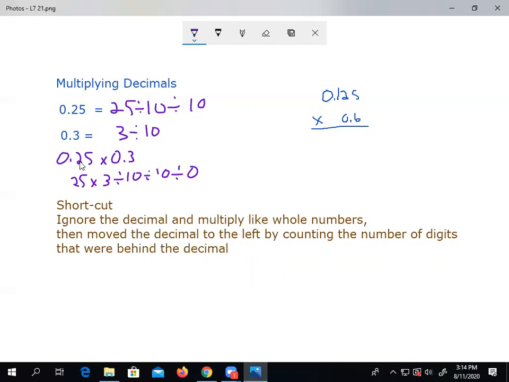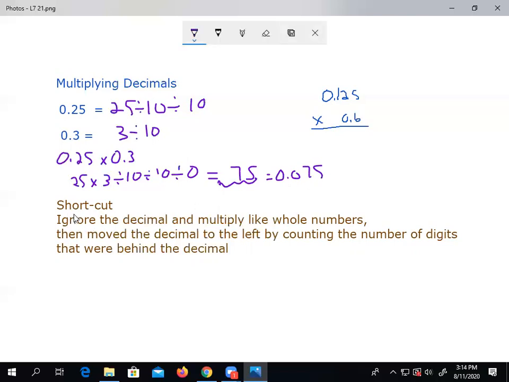Because there's 2 numbers to the right of the decimal in the 0.25, and there's 1 number to the right of the decimal in 0.3. So essentially what we do is we just focus on 25 times 3. That would be 75. And then you got to lose 3 place values. So you slide the decimal 1, 2, 3 places over, and you got to fill that in with a 0. So that's going to be 0.075.